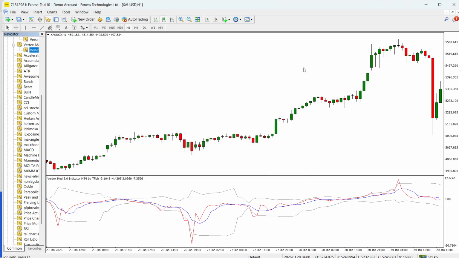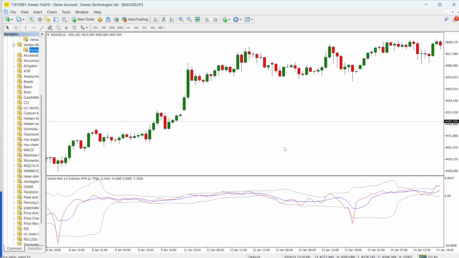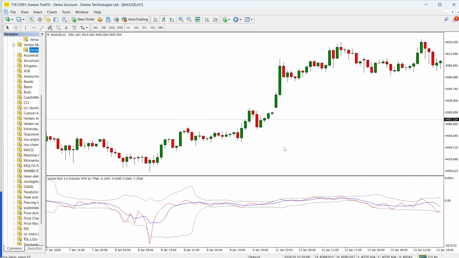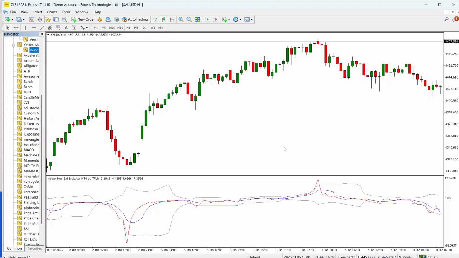Alright, so who is this for? The Vertex Mod Indicator suits traders of all experience levels who want a clearer, smoother momentum confirmation tool to support trend and reversal decisions. As with any momentum indicator, it lags price, can produce false signals in ranging markets, and should be used with other confirmation tools and proper risk management.